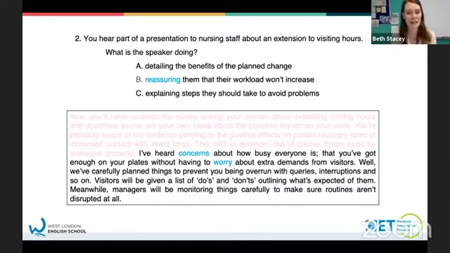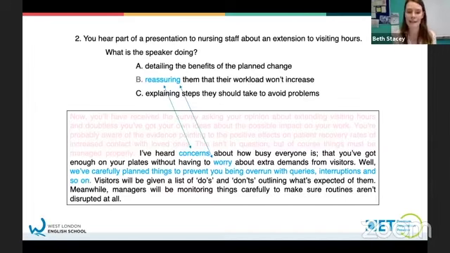Now, if we take B, reassuring them that their workload won't increase, we can see some nice language here for reassuring. I've heard concerns, and without having to worry about extra demands. And we've also got this next line, we've carefully planned things to prevent you being overrun with queries, etc. So again, this is reassuring. We've carefully planned things. And remember, you have to make sure that you focus on both parts of the question.